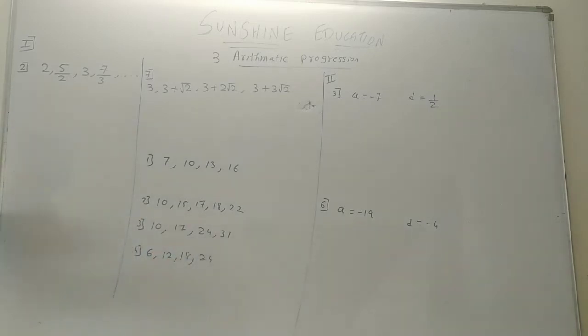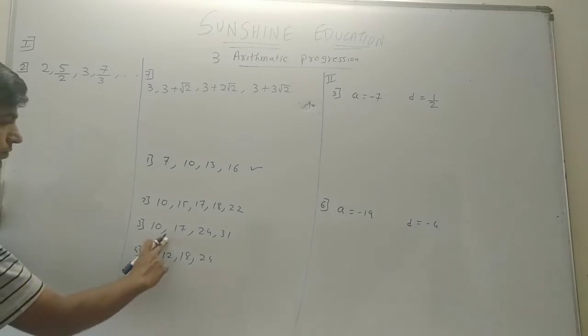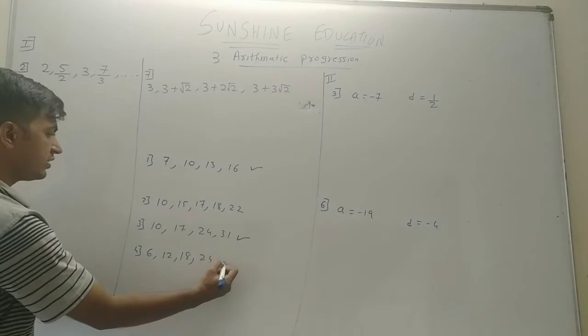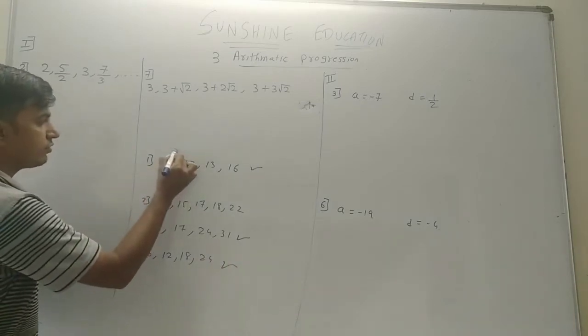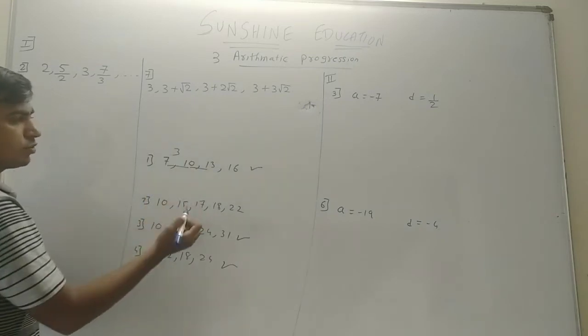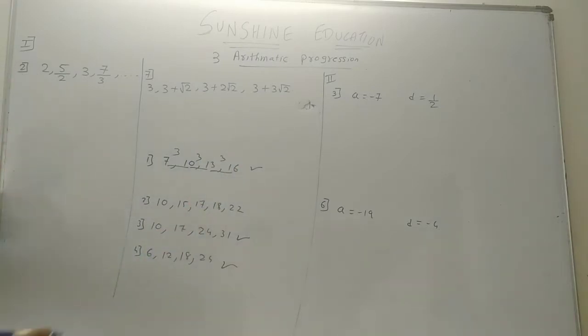Okay, if I am asking you which of the four sequences are correct, you can say that this is correct, and this is correct, and this is correct. Okay, so why are they correct? Because the difference between them is the same. The difference over here is 3, 3, 3. So we can say that the difference is constant.